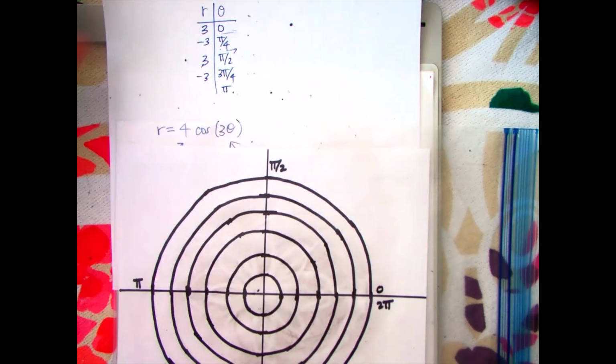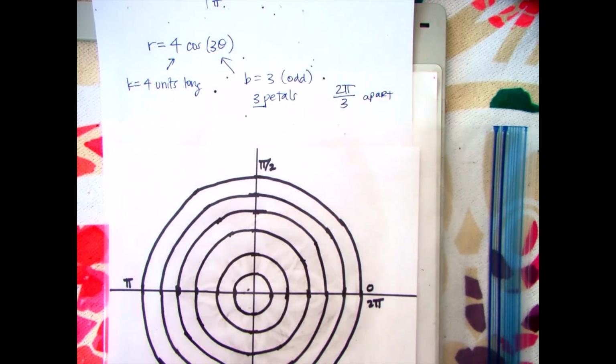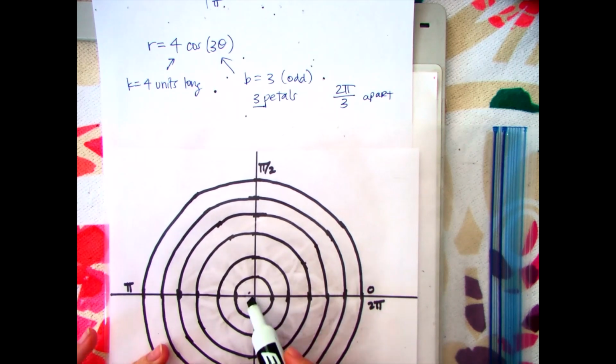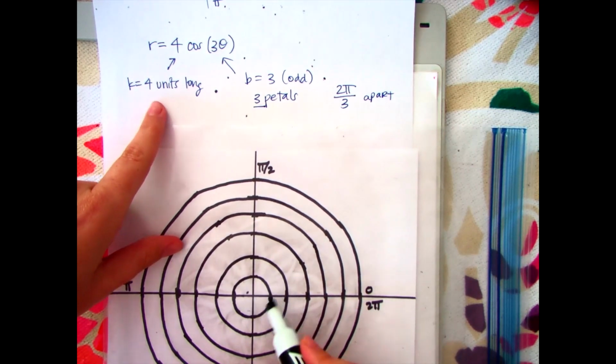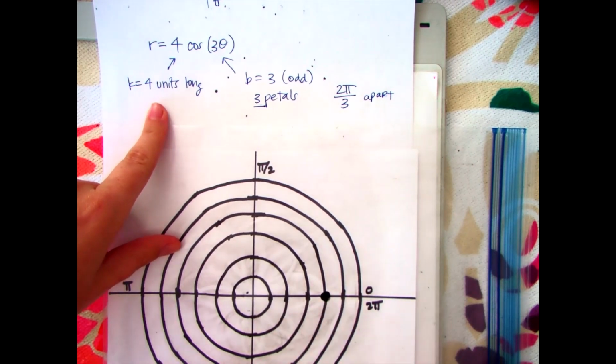So it's a cosine, so the first petal is always at 0. Always, always, always. So 0 radians, and then we come out. Each petal is 4 units: 1, 2, 3, 4 units.